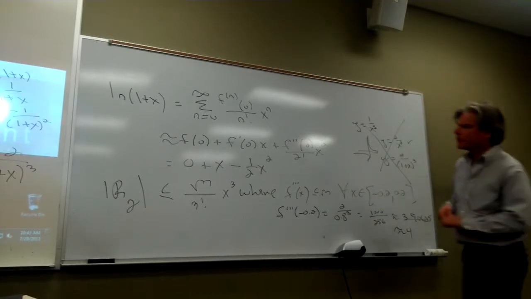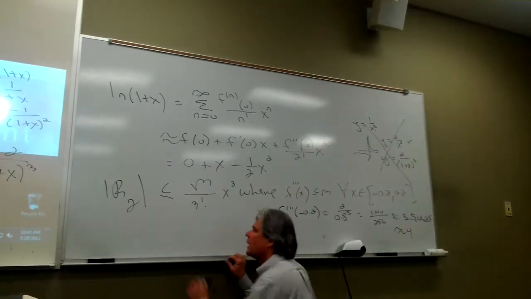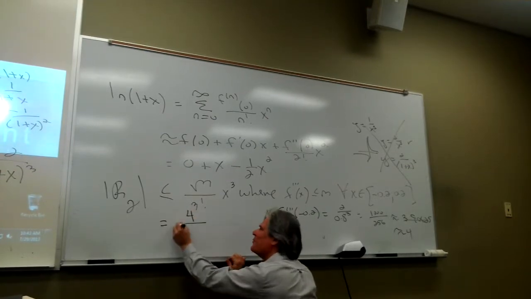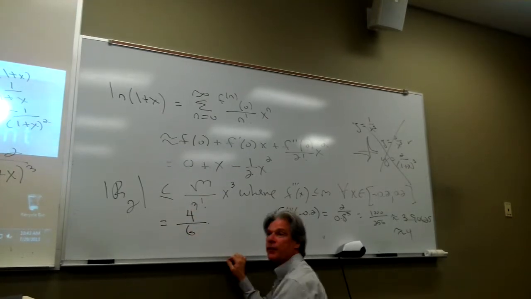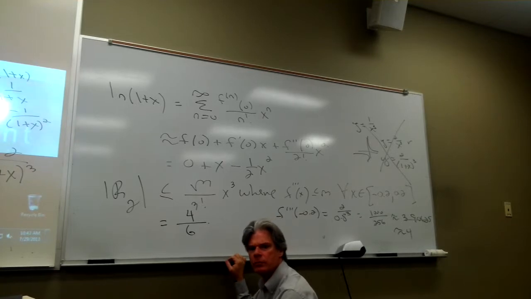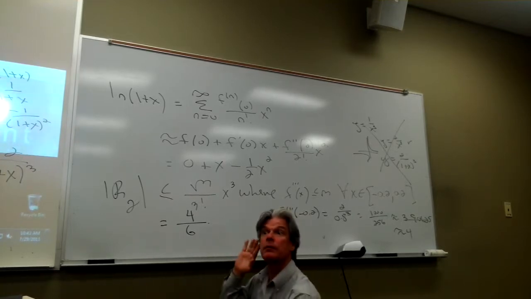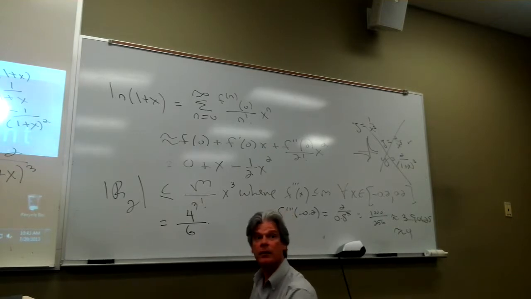I got an idea. Let's go ahead and plug in what we know. I found my M value, now you'll make me feel guilty, over my 3 factorial, times x to the third. Oh, shoot. What is x? Was it 0? Yes. See, I thought my a was 0. What's x?